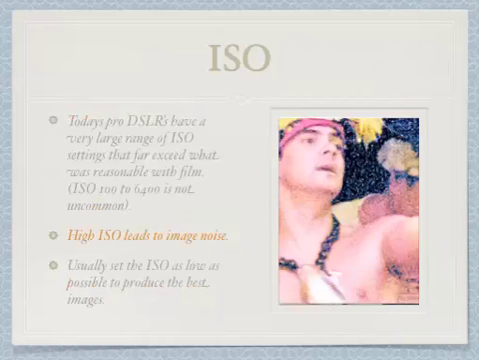The ISO setting. Now, today's digital SLRs have a very large range of ISOs, a range that would be envied by people who use film. The settings far exceed what was reasonable in the film days, and it's not unusual to find a camera that has an ISO range of 100 to 6400, for example.